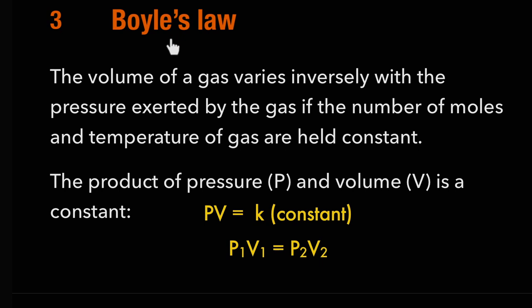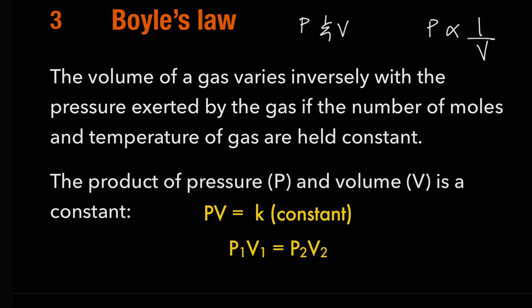And this relationship that we're going to talk about, we'll continue from yesterday, is the fact that this talks about how the pressure and volume of a gas vary. And the idea is that the volume of a gas is inversely proportional to the pressure that the gas exerts. If the number of moles of gas and the temperature of the gas are held constant, what that means is that pressure is inversely proportional to the volume of the vessel containing the gas.